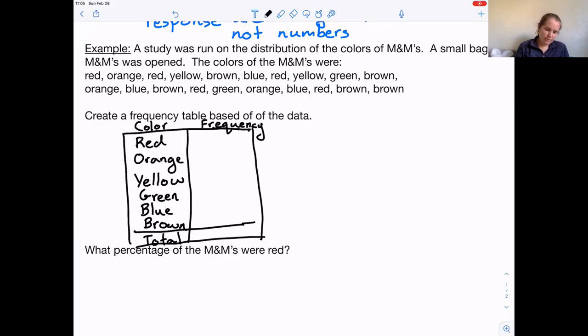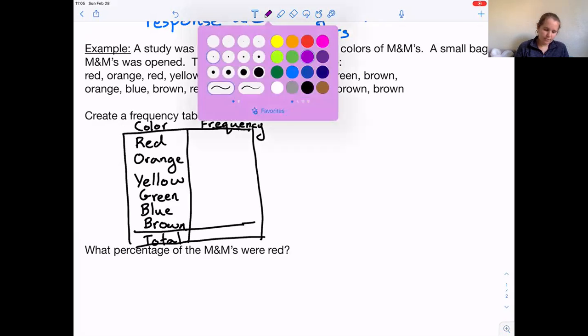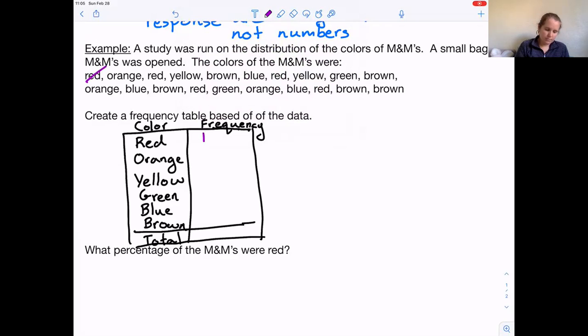So the first we have is red, then orange, another red, yellow, brown, blue, another red, yellow, green, brown, orange, blue, brown, red, green, orange, blue, red, brown, and another brown.